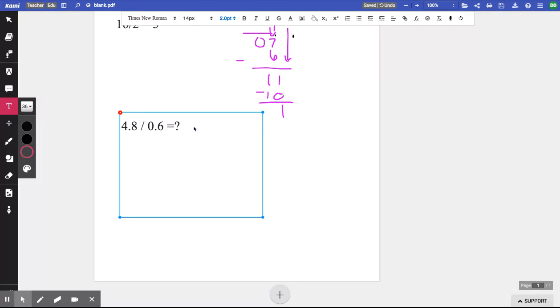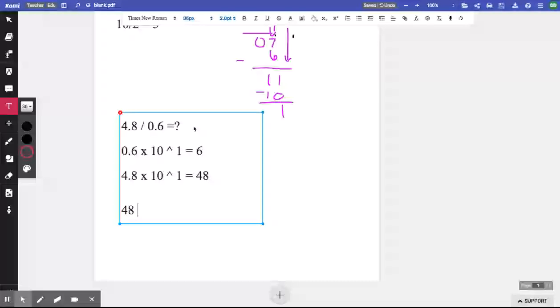That means I'm multiplying by 10 to the first power. So I have 0.6 times 10 to the first power, which equals 6. And I have 4. I have to do the same thing to my dividend. I have to also move that 1 place to the right. So I multiply by 10 to the first power, which equals 48. So now I have 48 divided by 6, and my answer to 48 divided by 6 equals 8.